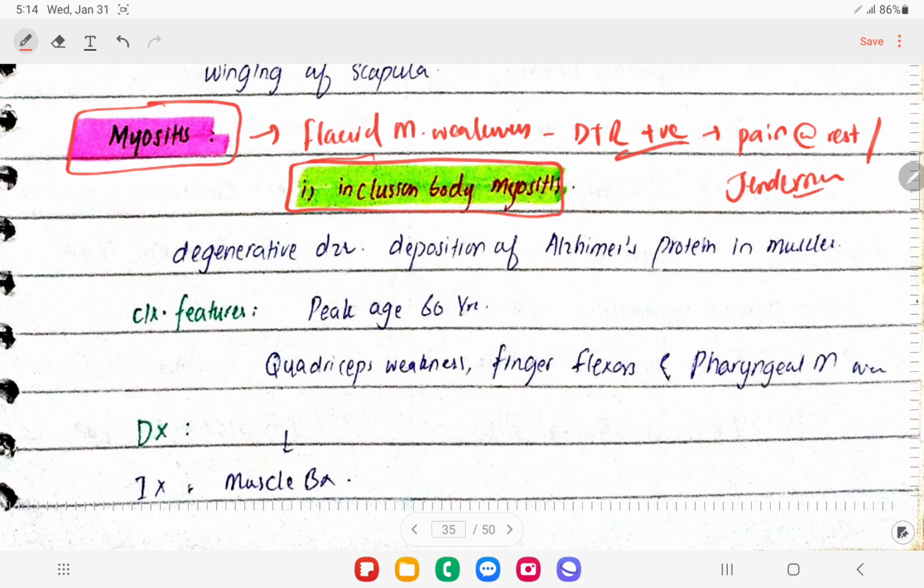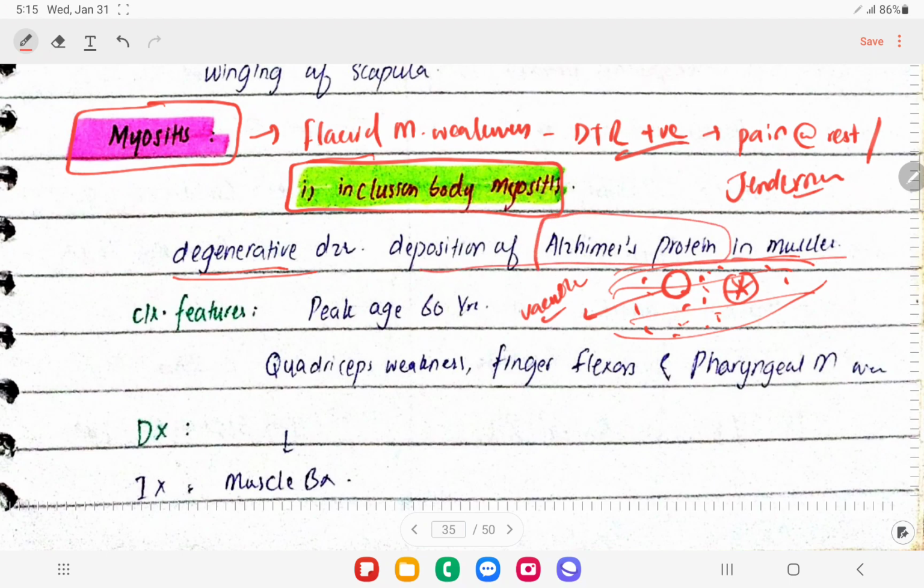In these patients, if we get a muscle biopsy done, say this is a muscle fiber, right? And within that we're going to see some inclusion bodies. These are some vacuoles, right? And we're going to see some inclusion bodies containing cellular debris, right? Along with that there will be some inflammation, and this is going to cause degeneration of the muscle fiber, right? So inclusion body myositis is actually a degenerative disease. This is because of the deposition of Alzheimer's protein in the muscles, right?